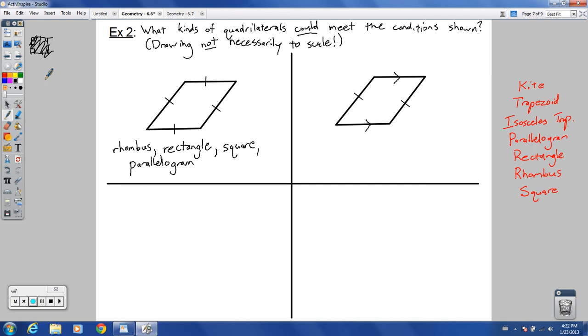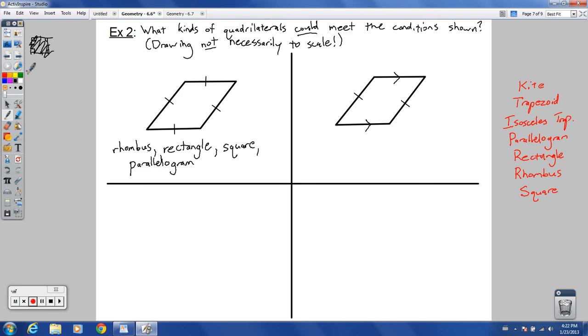Alright, so let's draw some. You don't have to draw these pictures, but again, this is a good idea as you're going through problems like this, to draw the pictures to see if it's possible to make it fit. So is it possible to make it fit? Let's go with square first.